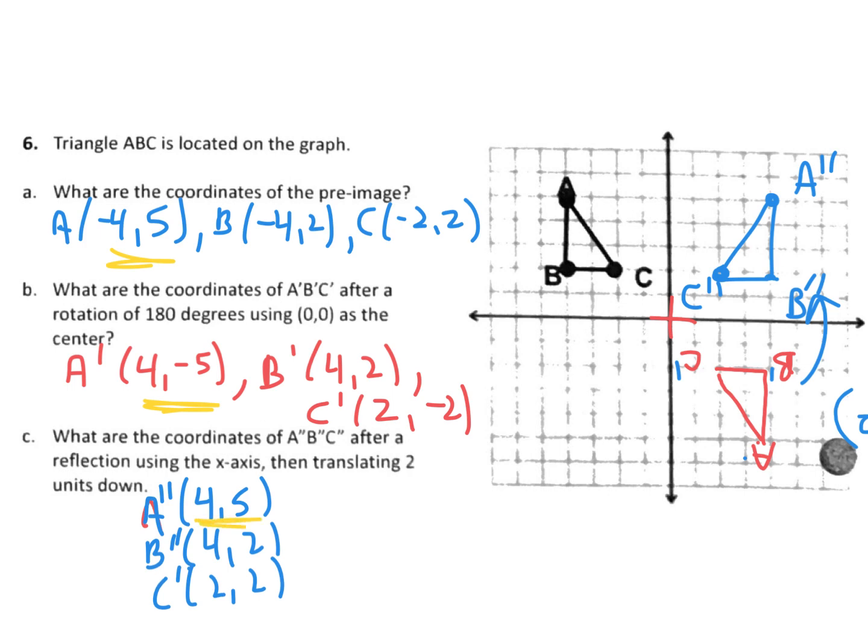So that's just a way to check that you're being accurate, is that your digits are similar, but the negatives and positives shift around. And again, you're welcome to use that patty paper to assist you.